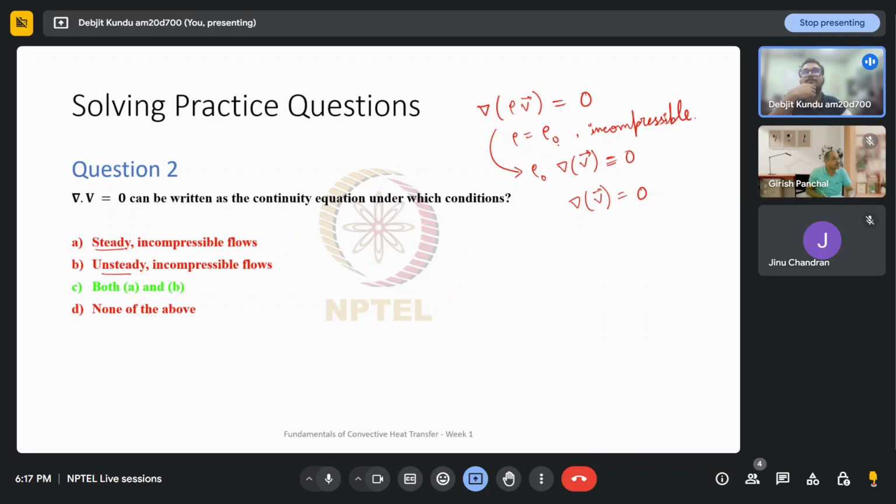On the other hand, if it was a compressible flow, then this wouldn't have been right. Then the correct way to write this would be in this form, where the divergence of rho times V vector is equal to 0. And that expression, expressed in its scalar form, would look something like this: dou/dou x of rho u plus dou/dou y of rho v plus dou/dou z of rho w equal to 0.